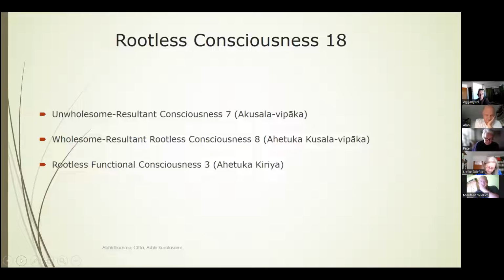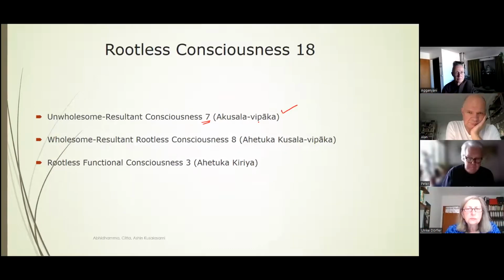Rootless consciousness, 18. Out of these 18 rootless consciousness, there are 3 kinds of cetas, or consciousness, divided. The first group is 7 akusala vipaka cetas, unwholesome resultant consciousness. Akusala is the same Pali word as in the unwholesome consciousness, only this is different: vipaka. Vipaka, I would like to translate here as resultant.